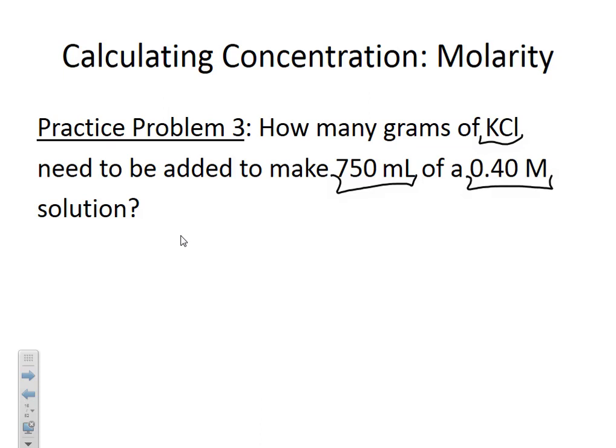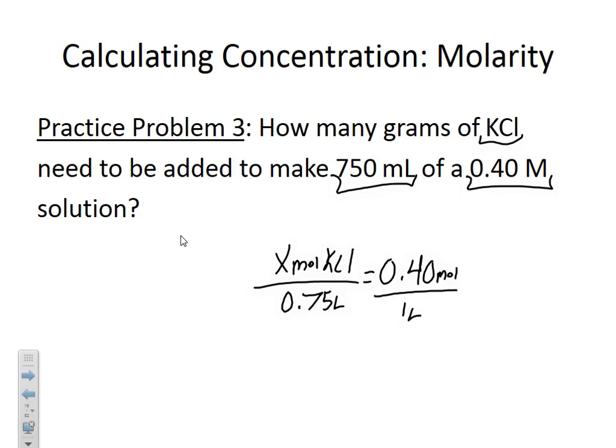In order to work backwards, we know that X is our moles of KCl, divided by the liters, which we know is 0.75 liters, equals, and we have to solve for that, but we know our molarity is 0.40 moles per 1 liter. What you can do is cross multiply this, and you're going to end up with X equals 0.4 times 0.75, and you end up with 0.3. That 0.3 is how many moles you have, which now you have to convert.